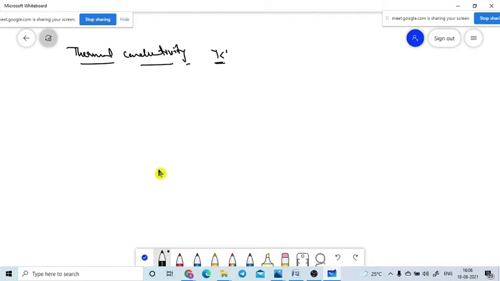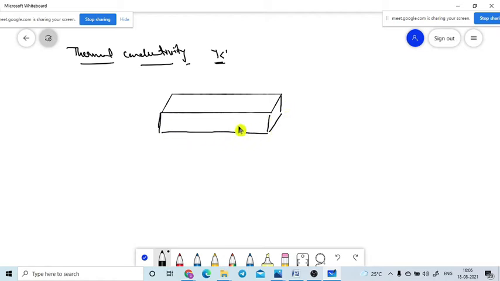So how can we define the thermal conductivity? Let me start with one small example. Let's assume I am taking one conducting material. Let's assume the area of cross section of the material is like this. A is the area of cross section of the material.